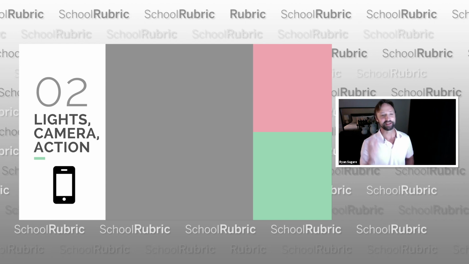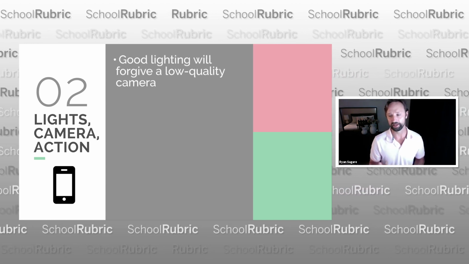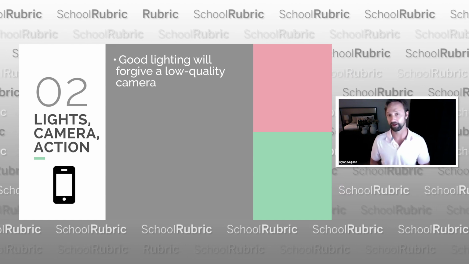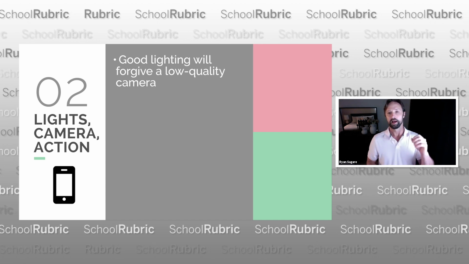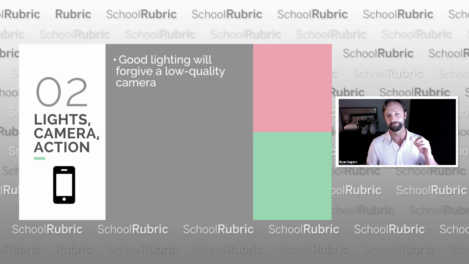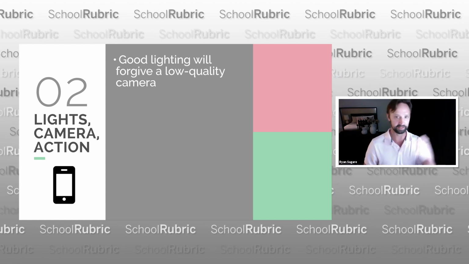Next, let's talk about lights, camera, action. Good lighting will forgive a low quality camera. Right now I'm using my desktop camera, and I'm not going to get into the technical side of things, but the camera on your laptop or your desktop is probably the worst camera you can use, and there are a lot of technical reasons behind that.